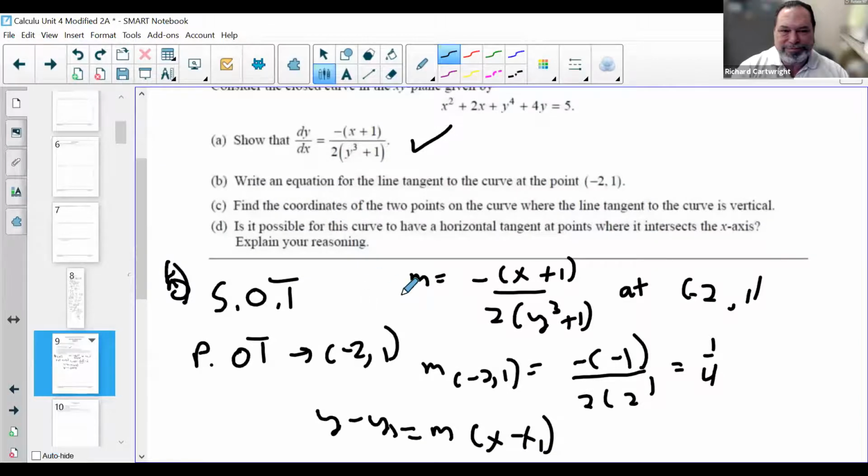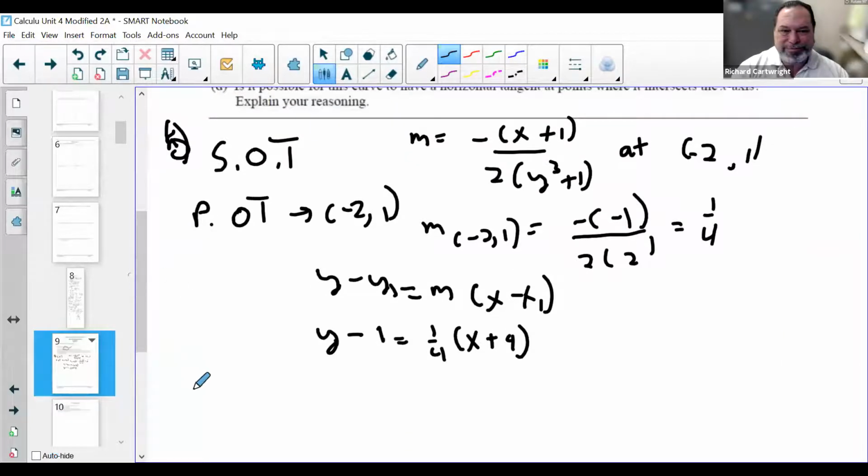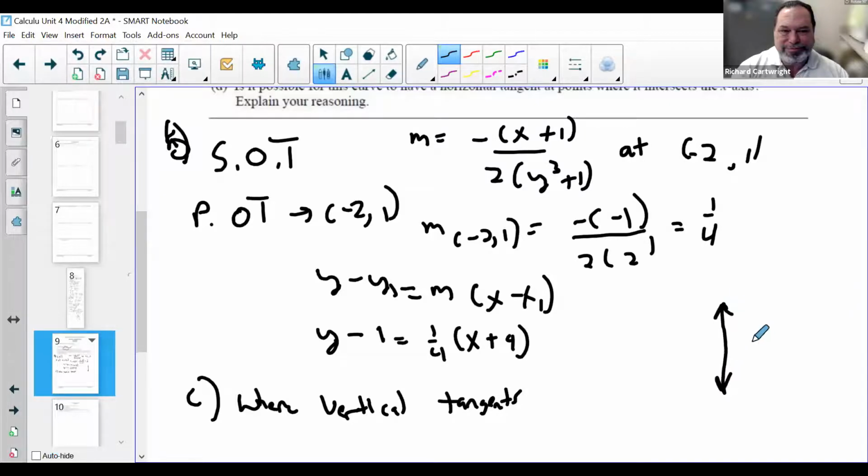C. Find the coordinates of the 2 points where, we just did that one a minute ago. That would just be find where this denominator, again, is set equal to 0. Do you need to see it again? Yes. Okay. So if I'm doing C, I want where there is a vertical tangent. Remember, a vertical tangent is a vertical line, and the slope of a vertical line is undefined. So we know that happens when your denominator becomes 0.